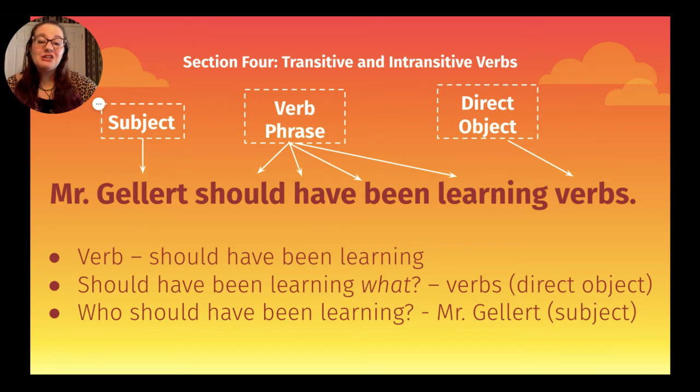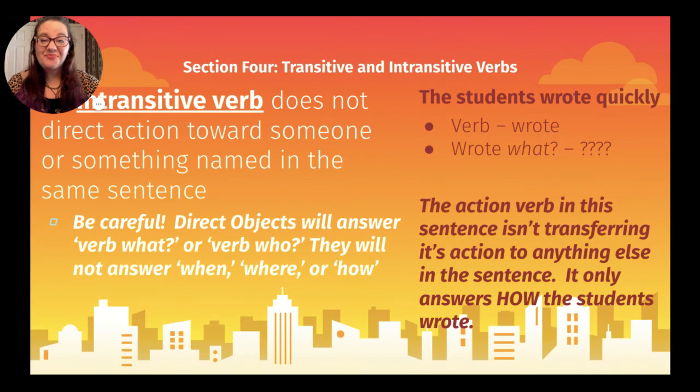Same thing here. Mr. Gellert should have been learning verbs. He really should be. So again, we've got a verb phrase. Learning is our main verb. That's our action. Should have been are the helping verbs. So our verb phrase is should have been learning. Well, who should have been learning? What's our subject? That's Mr. Gellert. He's performing the action. And then what is going to receive that action of learning? Should have been learning what? Should have been learning verbs, making verbs the direct object in this sentence.